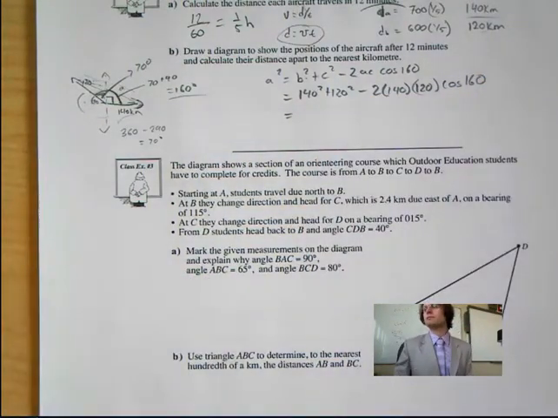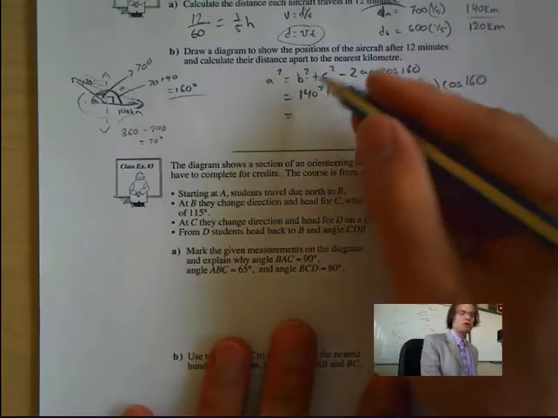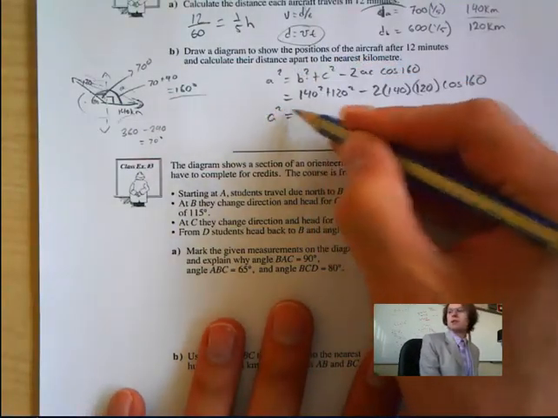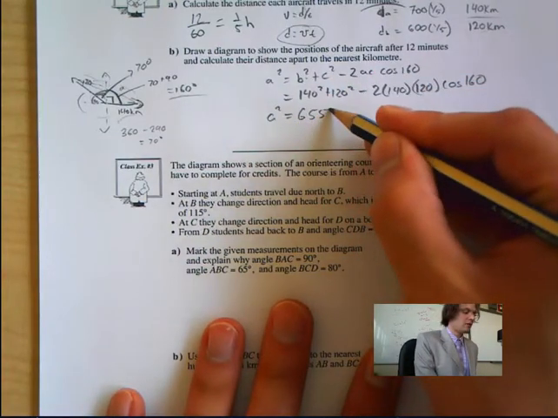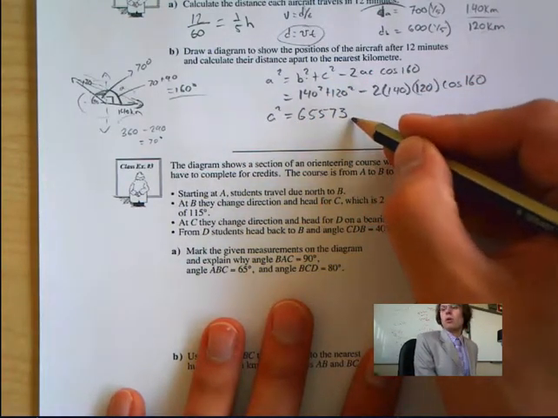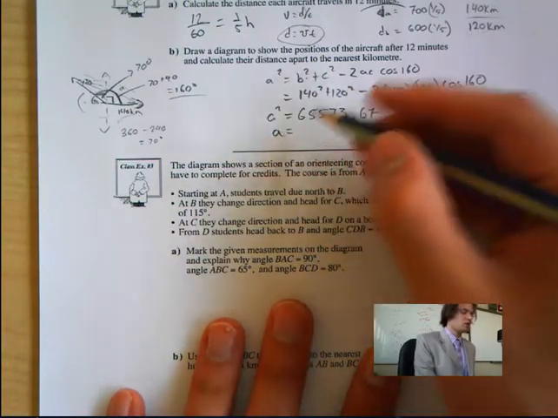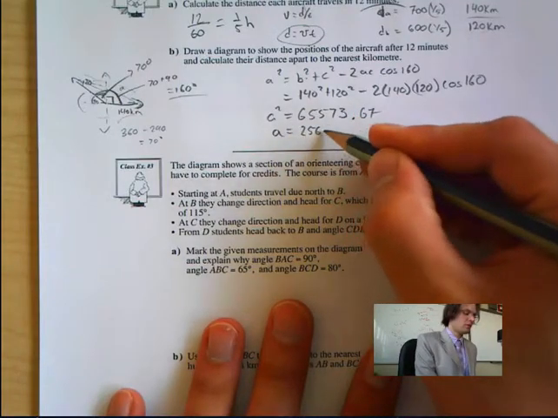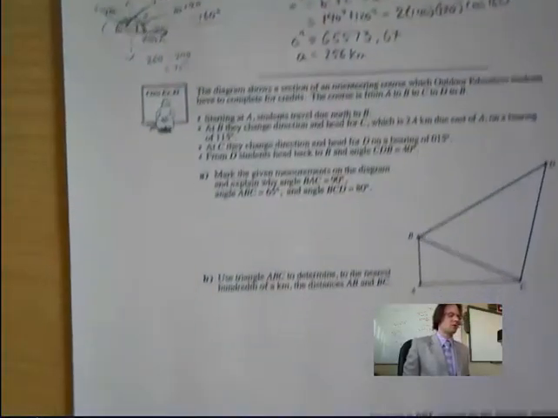Alright? So now when we plug all of this in, we're going to end up getting, first of all, our A squared is equal to 65573.67. So then A, we must square root that, is going to be equal to 256 kilometers. Okay? So that's to the nearest kilometer.